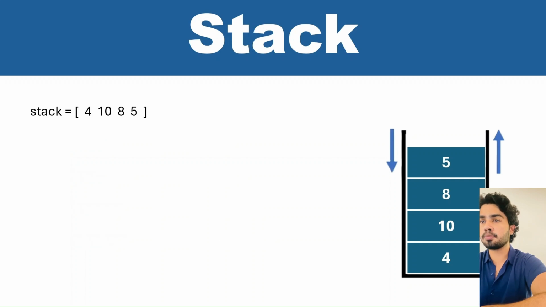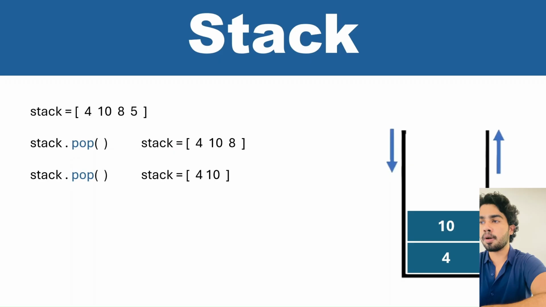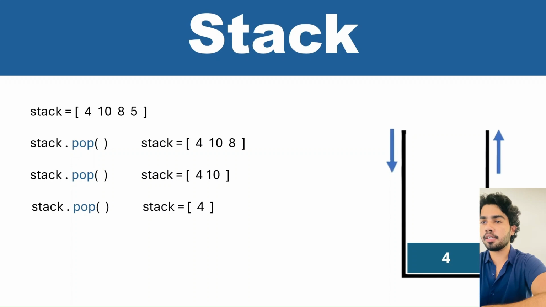And next I will explain the pop method using the array. I'll call the pop method like stack.pop(), and you can see the 5 is popped out from the stack. I'll call the pop method again, and you can see 8 is popped out from the stack, and again, and you can see 10 is removed from the stack, and finally I call the pop operation again, and you can see 4 is popped out from the stack.